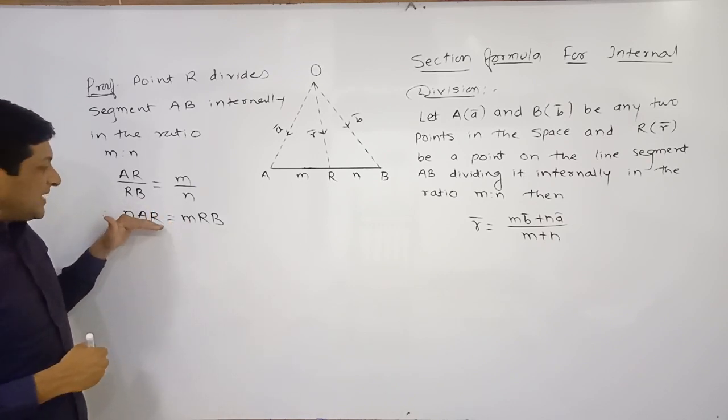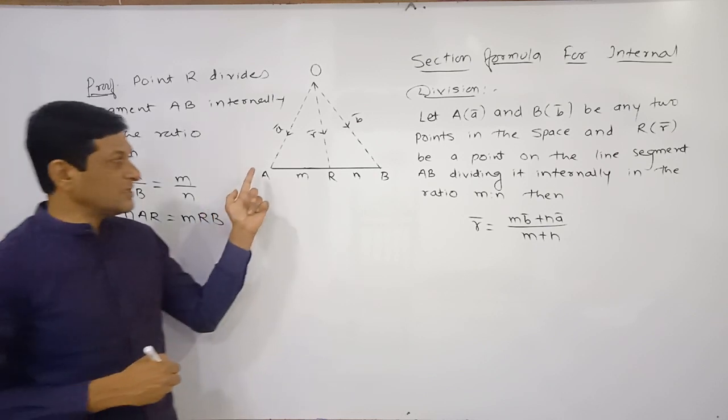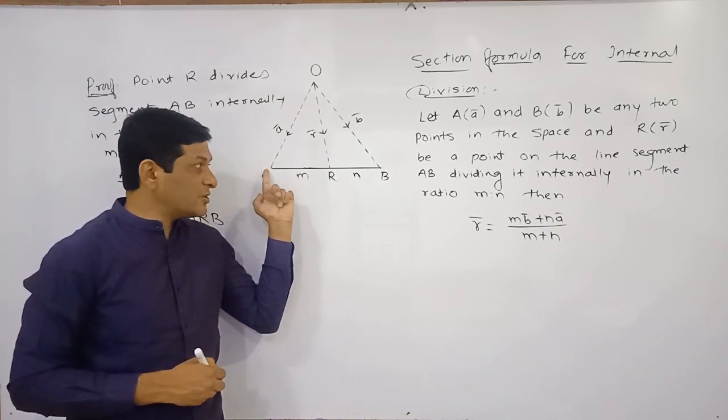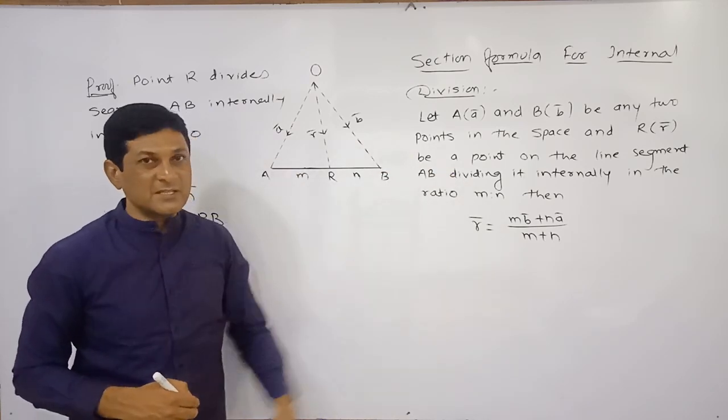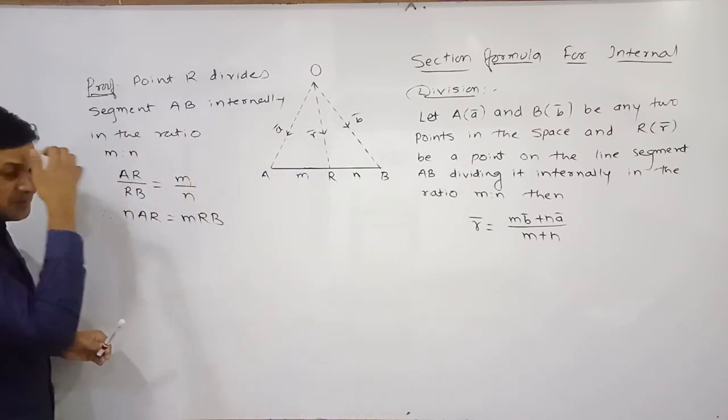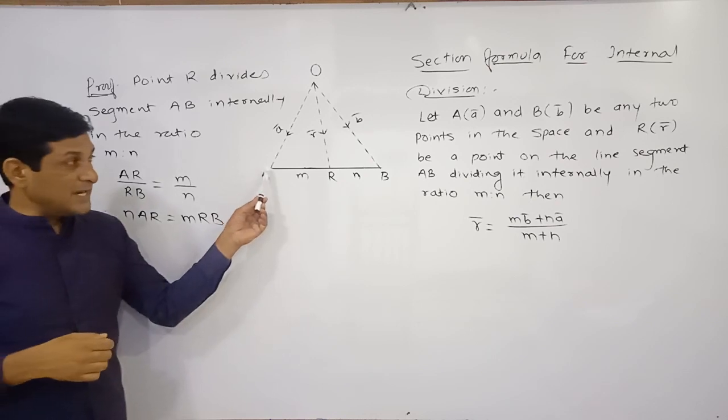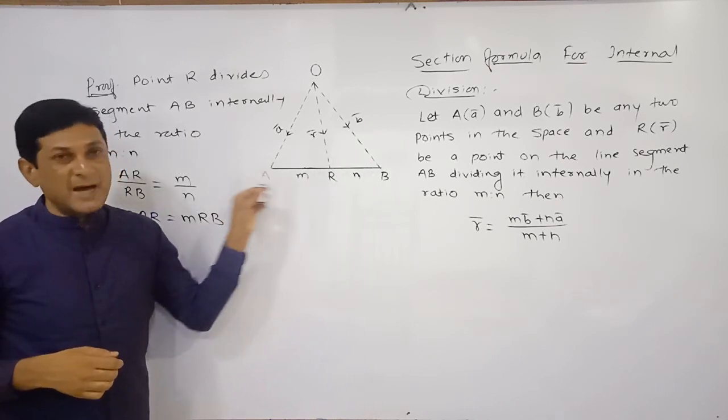So the direction of AR bar and RB bar. Observe this figure very carefully. Whether AR bar and RB bar are in the same direction. So from this figure we can observe that the direction of AR bar and RB bar is the same.